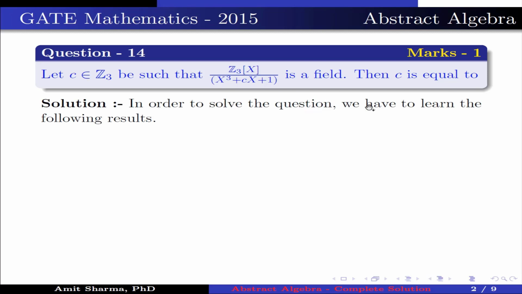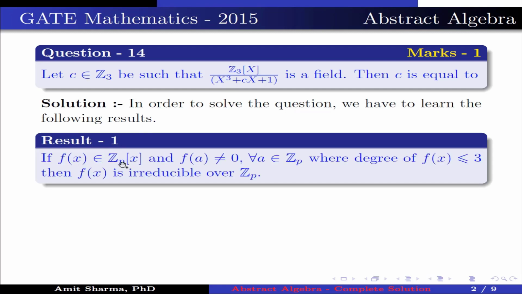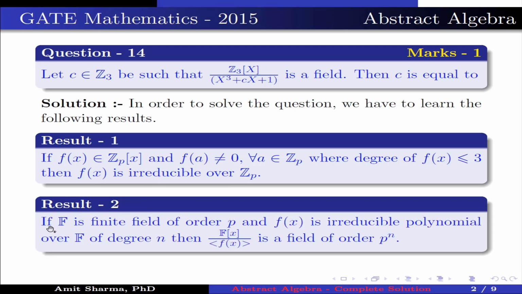In order to solve the question, we have to learn the following results. Result number 1. If f(x) belongs to Zp[x] and f(a) is not equal to 0 for all a belongs to Zp, where degree of f(x) is less than or equal to 3, then f(x) is irreducible over Zp. Result number 2. If F is a finite field of order p and f(x) is an irreducible polynomial over F of degree n, then F[x] divided by the ideal generated by the polynomial f(x) is a field of order p to the power n.